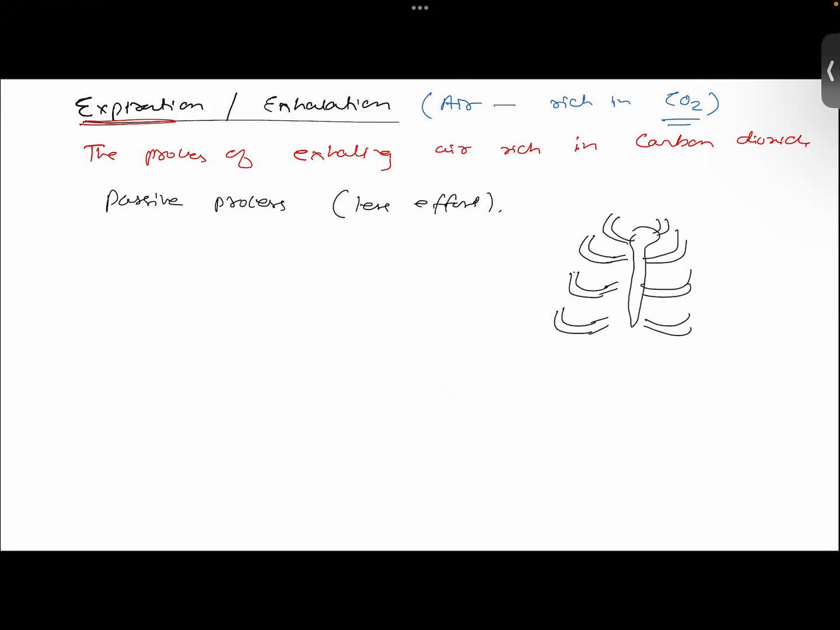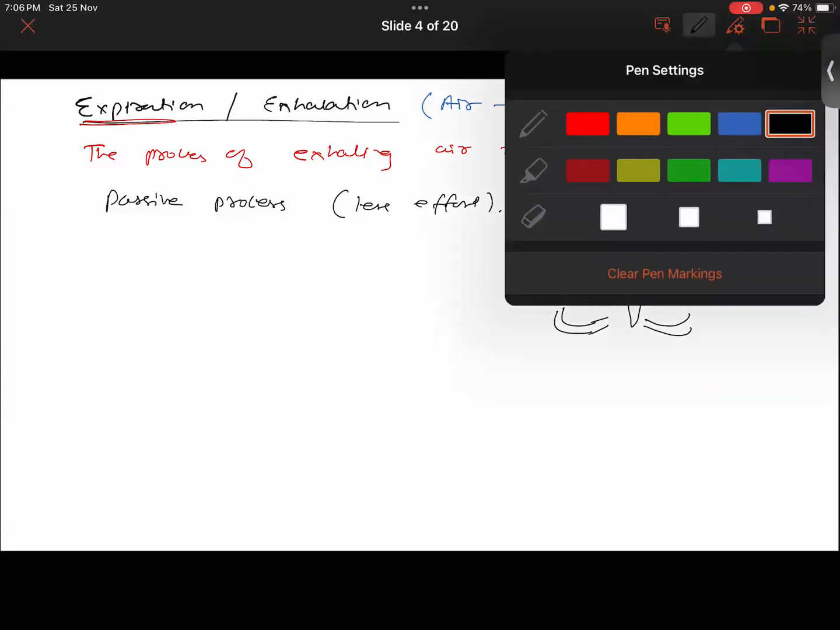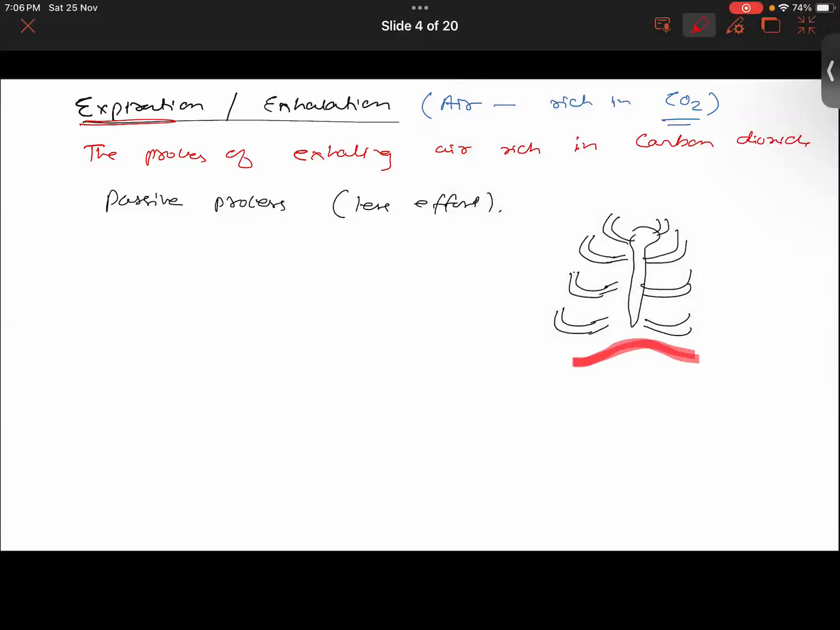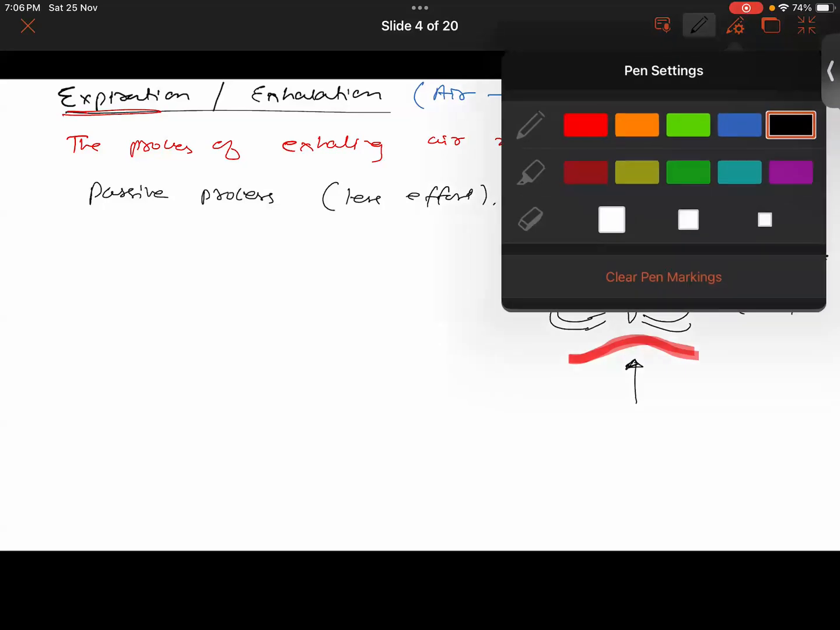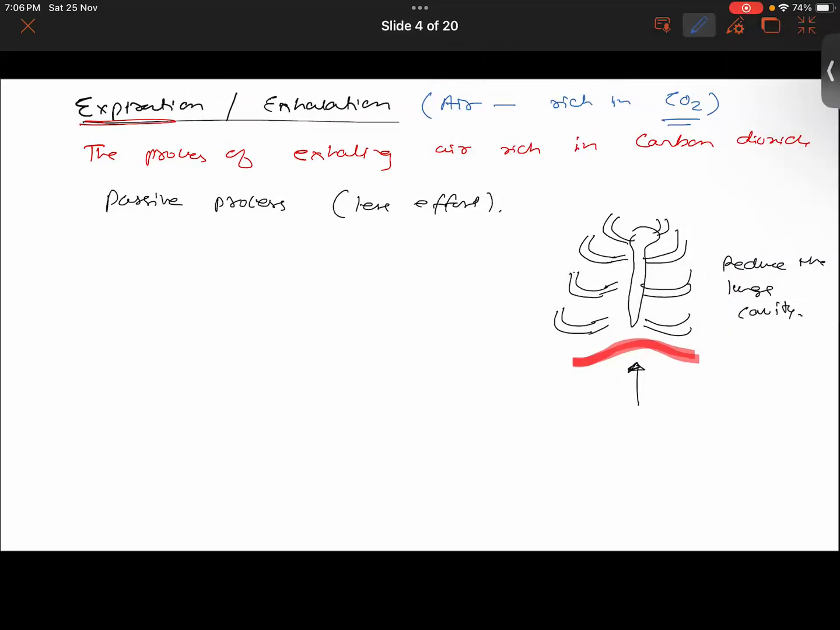So say this is a rib cage like structure, and this is a diaphragm over here. In order to exhale the air, the diaphragm will move upwards. Not necessarily touching the lungs, but it will simply move upward in order to reduce the lungs cavity. So expiration will happen when the size of the lungs cavity, also called thoracic cavity, will decrease.